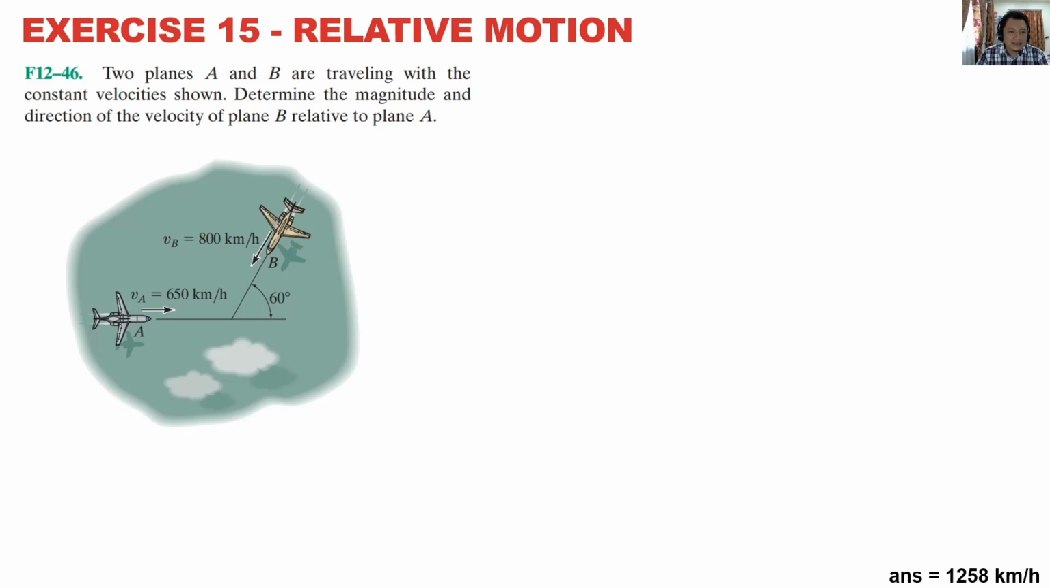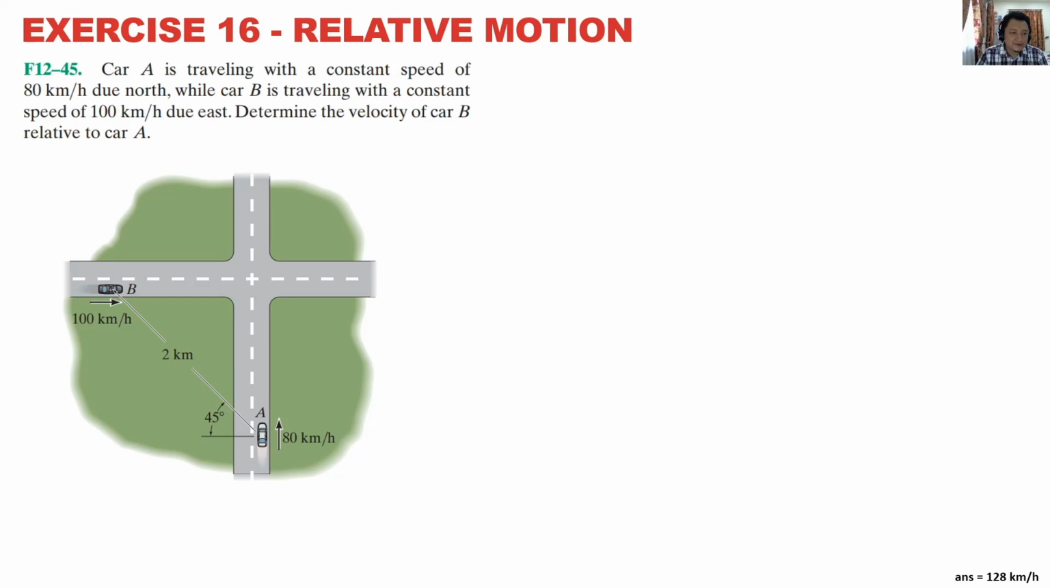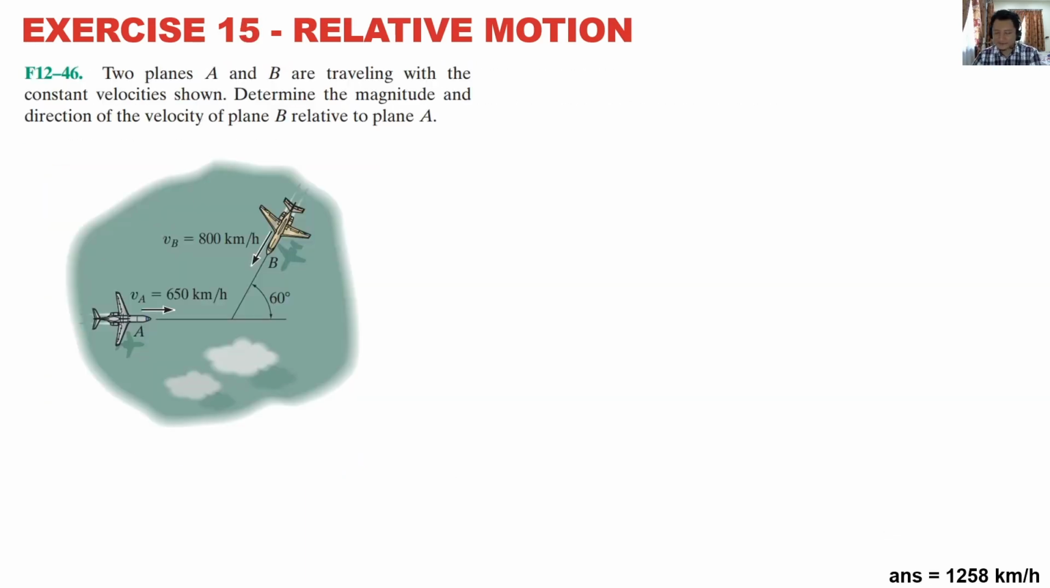Two airplanes A and B traveling with the constant velocities shown. Or is this one easier? This one. Let's do this one. So number one. This is A. This is B. A's vector is like this. What is the value? I guess I should break it down, probably somewhere here. Here is good. Okay, this is the vector. 650. It's already here, 650. This one. This is the vector. How much? 800. Huge, huh?